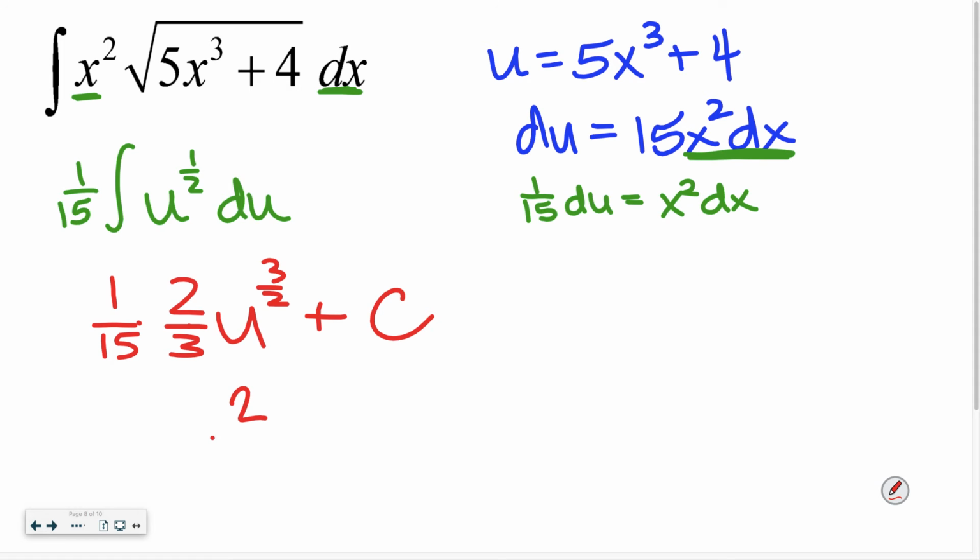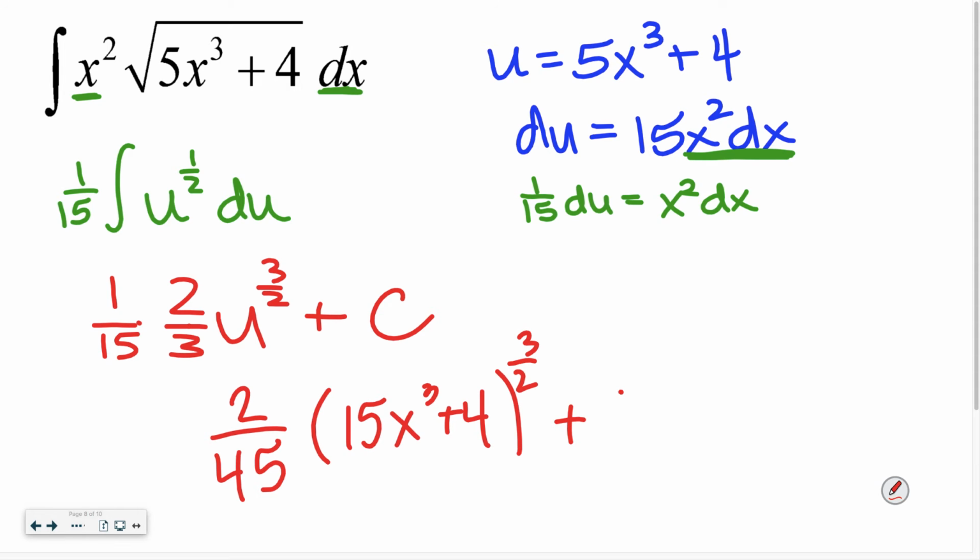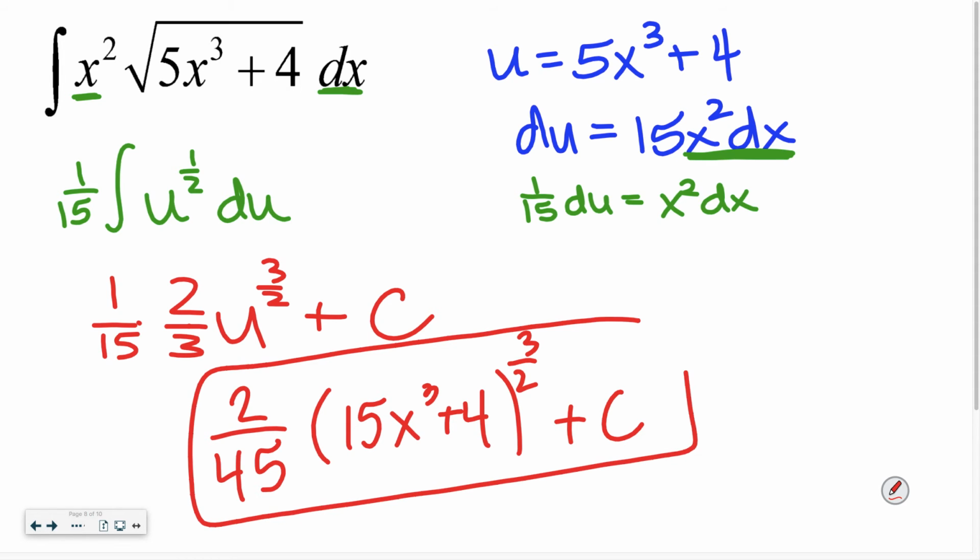So we have 2 over 45 times our u, which is 5x cubed plus 4 to the 3/2 plus C. Oh, I don't know why I wrote 15. It is definitely 5. I was looking at this, but my eye must have caught that one when I was writing. Thank you.